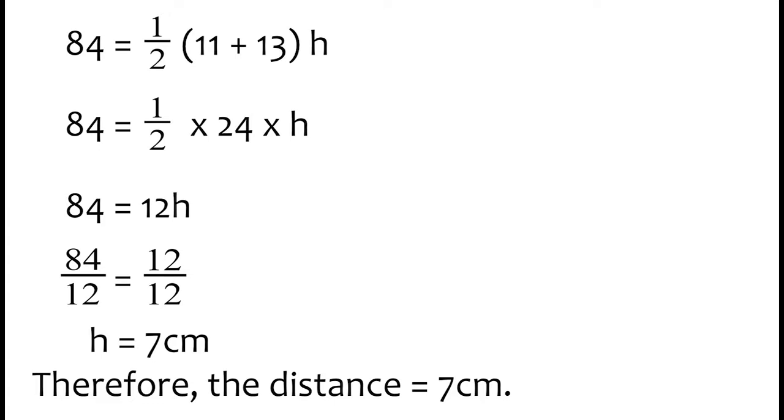Then, 84 divided by 12, the answer is 7. So therefore, our H becomes 7 centimeters. Therefore, the distance between the parallel sides is 7 centimeters as our final answer.